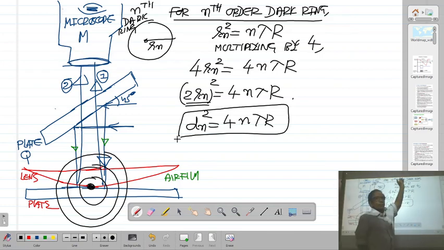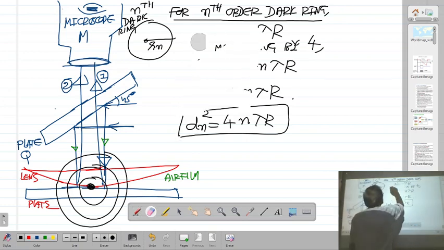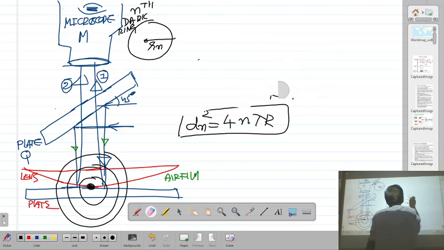Once again I repeat, for the nth order dark ring, according to the condition of destructive interference, the path difference r_n squared upon R plus lambda by 2 is (2n+1) lambda by 2. At that point destructive interference occurs, giving a dark ring of order n. So r_n squared is equal to n lambda R, the radius of the nth order dark ring. If you multiply both sides by 4, we get 4r_n squared is equal to 4n lambda R, so (2r_n) squared is equal to 4n lambda R. If r_n is the radius of the nth dark ring, then 2r_n is the diameter of the nth order dark ring. So D_n squared is 4n lambda R. I write this diameter equation here as the first equation.